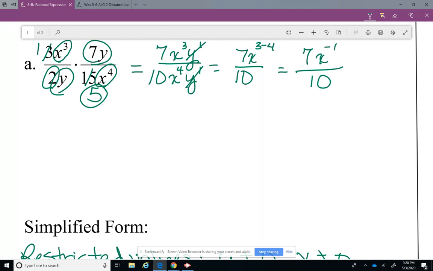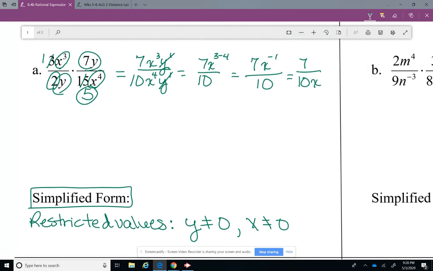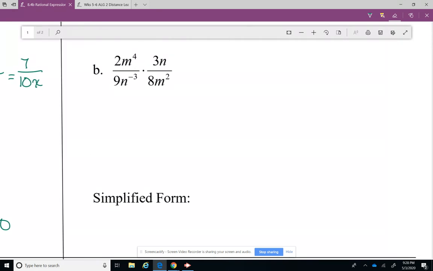And we don't want to leave any negative exponents. So we're going to take that x to the -1, and bring it down into the denominator, and it becomes a +1. So right here where it says simplified form, that's where we put our answer. So that's going to be 7 divided by 10x. That is our answer. And then we have the restricted values right below it. So kind of similar to yesterday. You're just having to cancel a little bit more. All right, let's go move on to B.